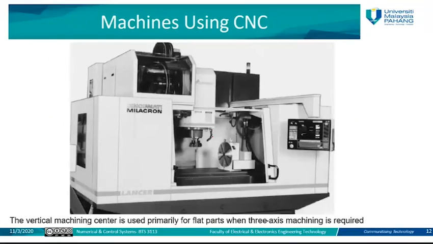So this is a vertical machining center here. It is used primarily for flat parts when 3-axis machining is required. So this, as we said, uses 3 axes. This type of machine we call vertical because we have another type that is horizontal. So vertical or horizontal depends on the position of the head of these machines.